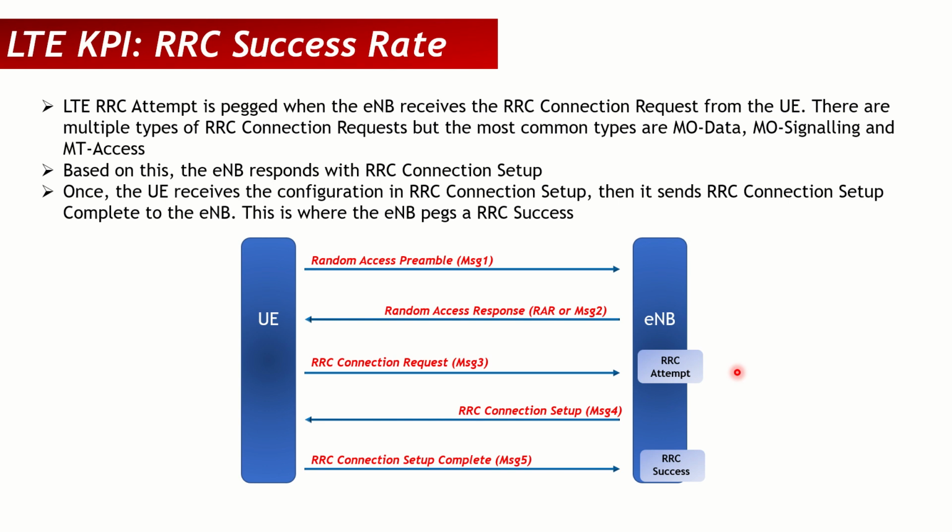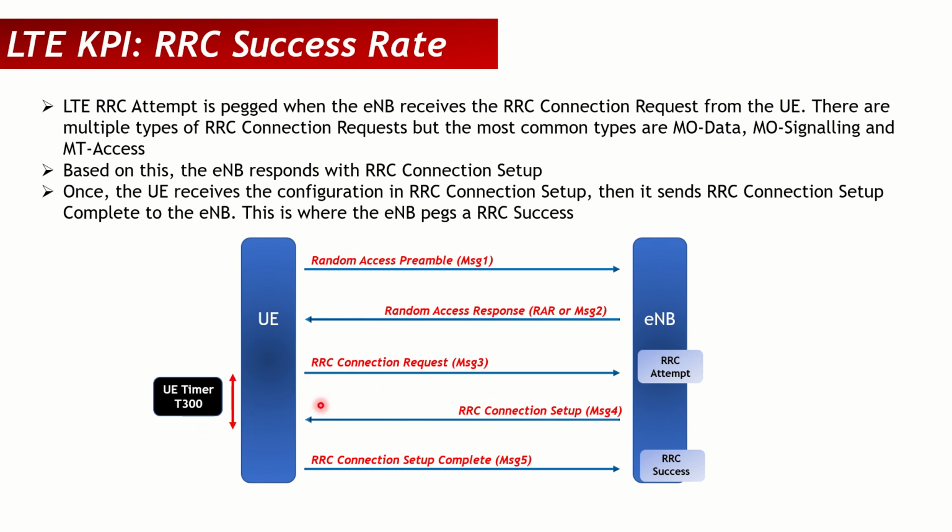Now some of the important timers here, for instance we have the UE timer T300, which the UE starts once it sends message 3, and it stops when it gets message 4, which is the RRC connection setup. Now if this timer is too small, then the UE will stop this timer and send the RRC connection request again.